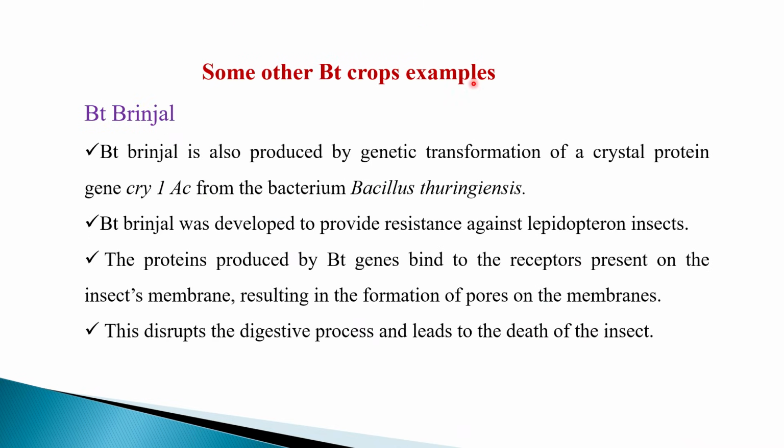Some other Bt crop examples, like Bt brinjal. You have to remember that it is Cry1Ac. Bt brinjal is produced by genetic transformation with the crystal protein gene Cry1Ac from the bacterium Bacillus thuringiensis. There are lots of other crops, like Bt soybean, but they are not approved in India.